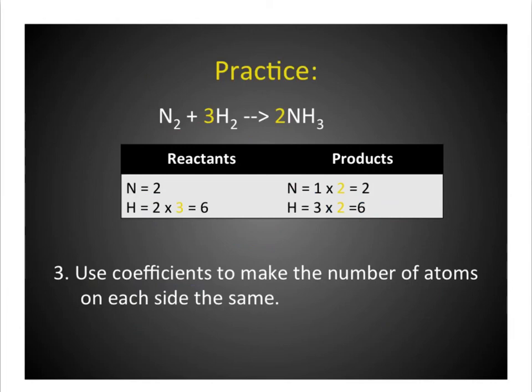Okay, so here it's just cleanly written out. If we put the 2 in front, it applies to both the N and the H, here and here. And then if we put a 3 here, we multiply by 3 and we get 6. And everything is balanced and beautiful, and you are finished.